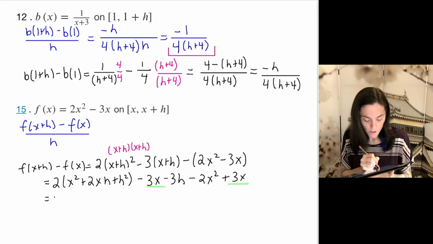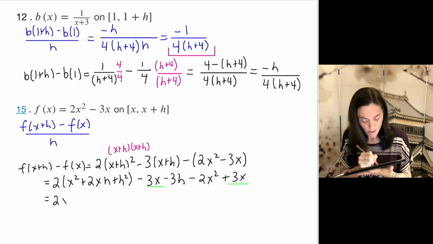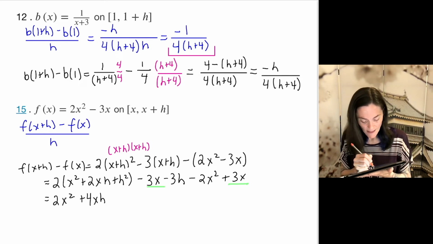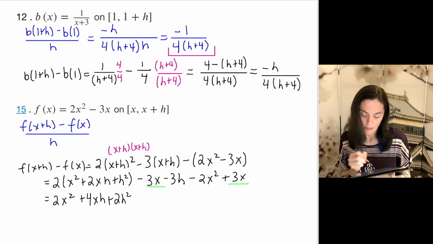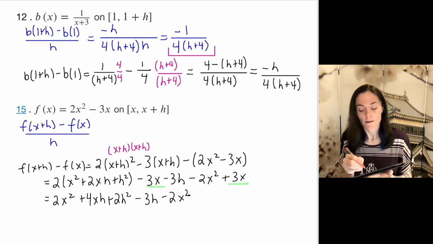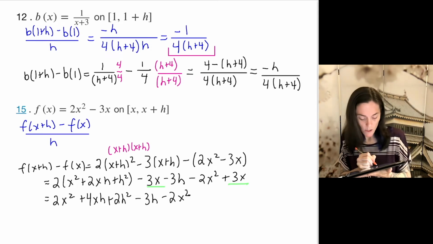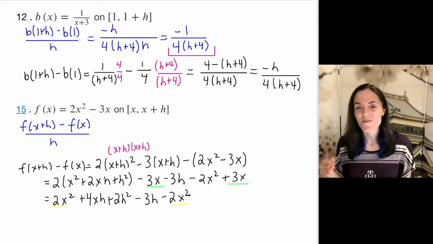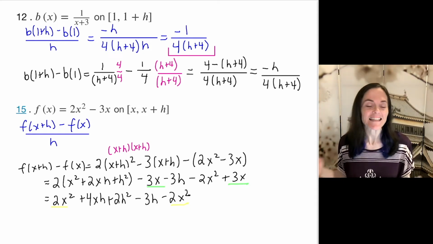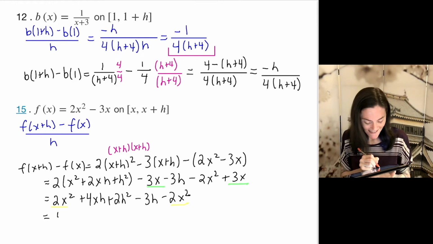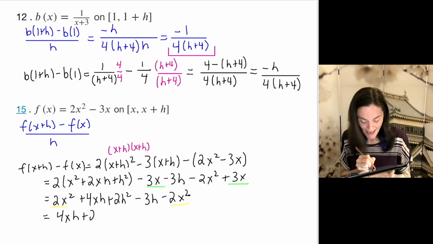Let me take a step first and distribute this 2. We have 2x squared. We have 4xh. And then we have 2h squared. Then I have minus 3h. I have minus 2x squared. So the 2x squared minus 2x squared adds to 0. What I am left with is h times something, and this is fantastic. This is what I want to get to here. So I am left with 4xh plus 2h squared minus 3h.